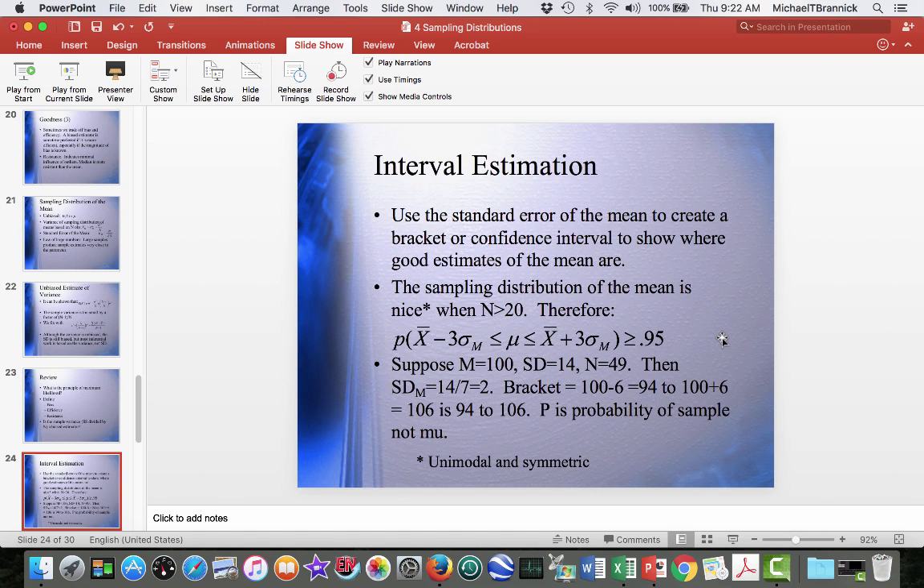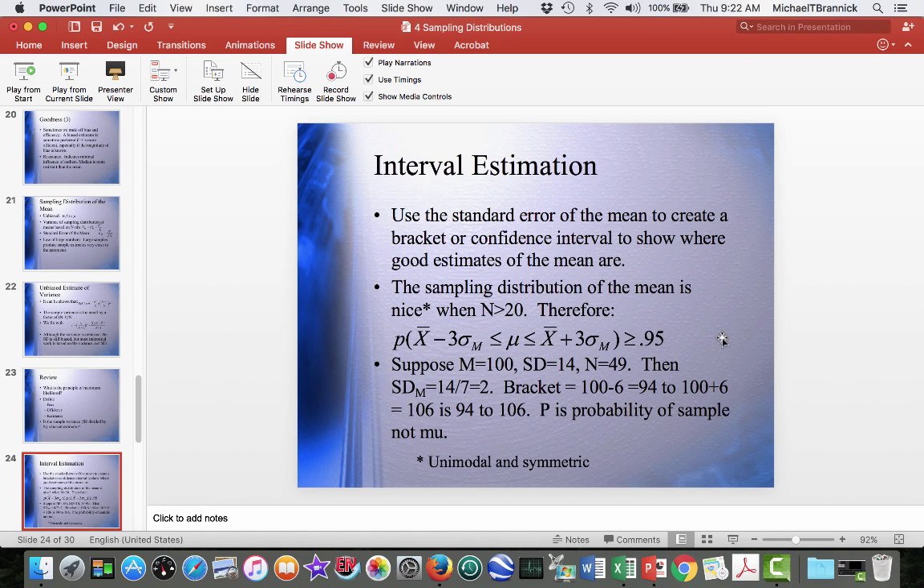So the sampling distribution will be unimodal and symmetric regardless of the shape of the underlying distribution. You remember I showed you the dice. That was a rectangular, flat distribution. We took the mean of two of those things, and it was a beautiful distribution already with just two.